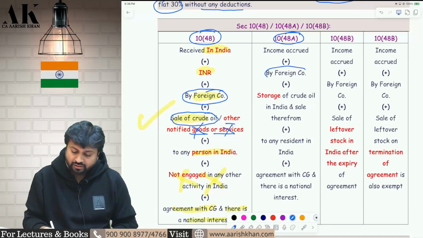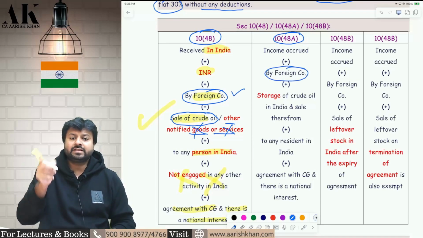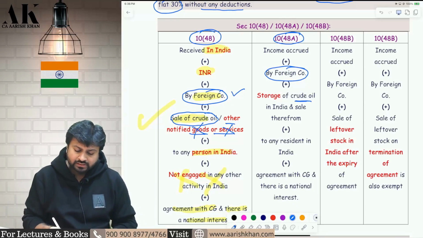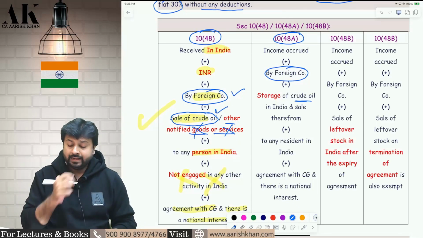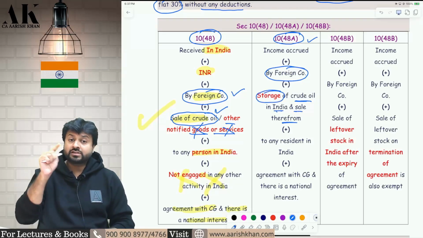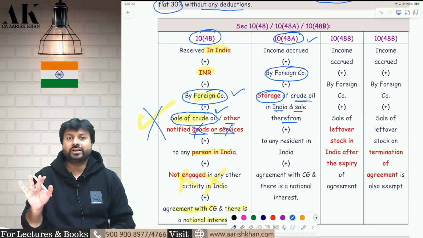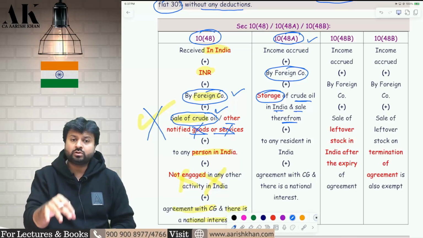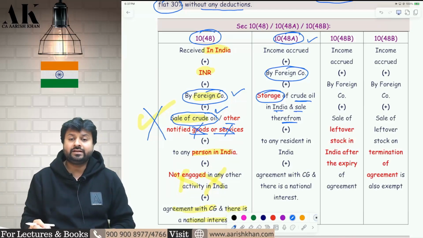Now, 10(48A) is also a similar section, but let's see how this section is different from the previous one. Here also foreign company is there. In the previous section also foreign company is there, but there is a difference. Here also you are selling crude oil, but there is a difference. In the second section, 10(48A), you are storing the crude oil in India and then you are selling from there. You are first storing. In the first section, you are not storing in India. You are directly selling from outside India. But in this second section, you are storing the crude oil first in India and then you are selling from there.